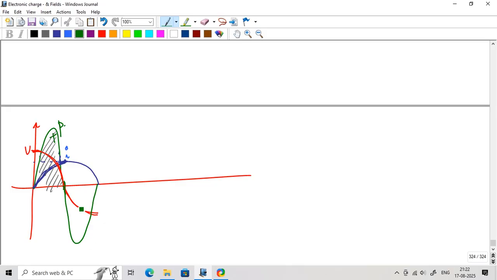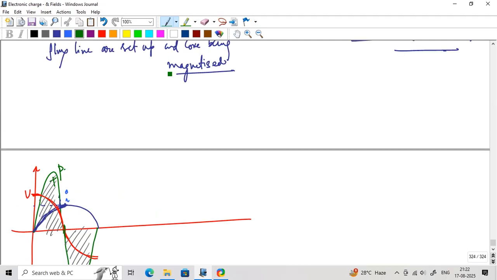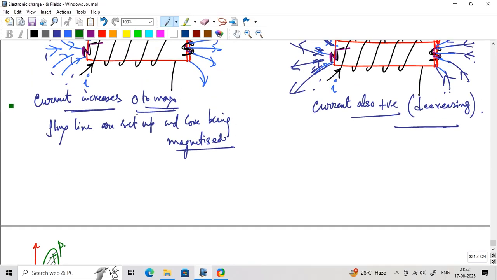So the power is negative here. These are the power being negative. So the concept is, if the current is decreasing but in the same direction, the core gets demagnetized.